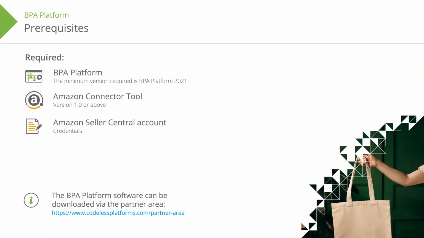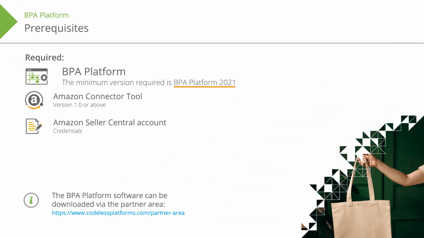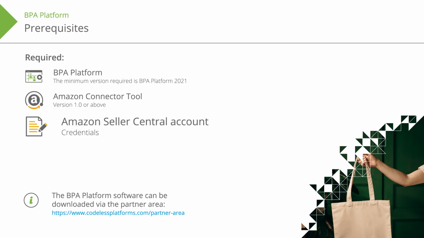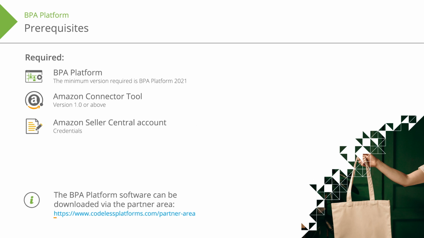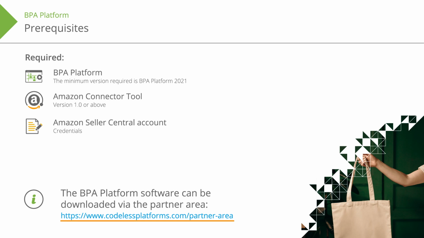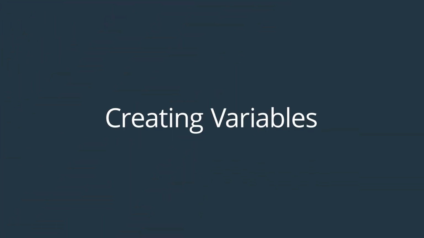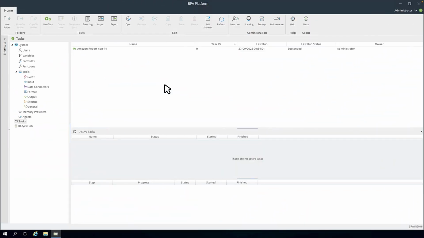You will require BPA Platform 2021 or above, the Amazon Connector tool, and an Amazon Seller Central account and credentials. The BPA Platform related software can be downloaded via the Partner Area on the Codeless Platforms website. Before starting, you will need to create the variables used in the task.